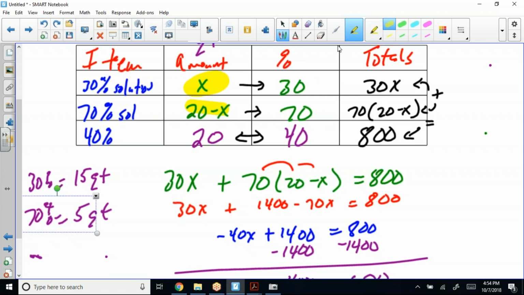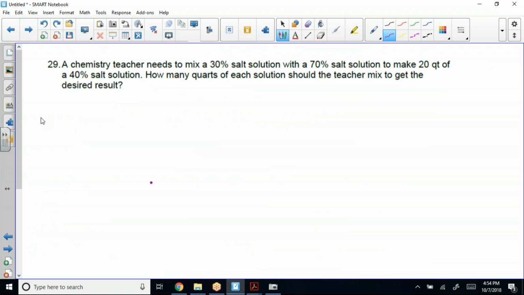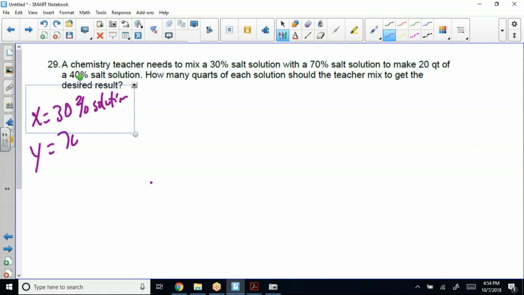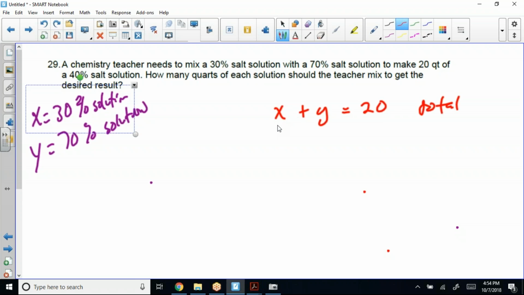But if you want to do this in a system, then you say X is the 30% solution, and Y is the 70% solution. Okay. So the first equation I'm going to write is a total, right? I have X amount of quarts of the 30 plus Y amount of quarts of the 70 equals 20 quarts. It's a total. How much do I have, right?